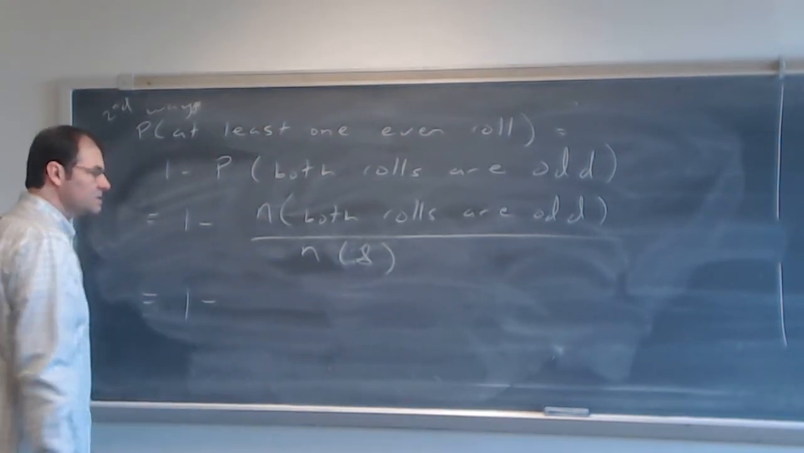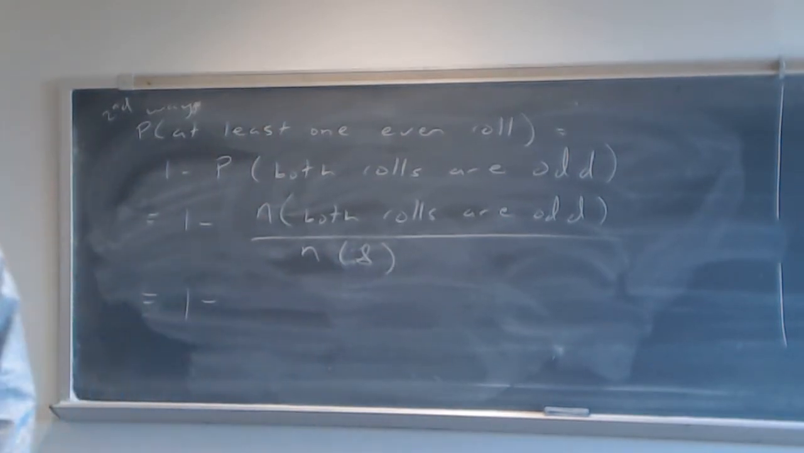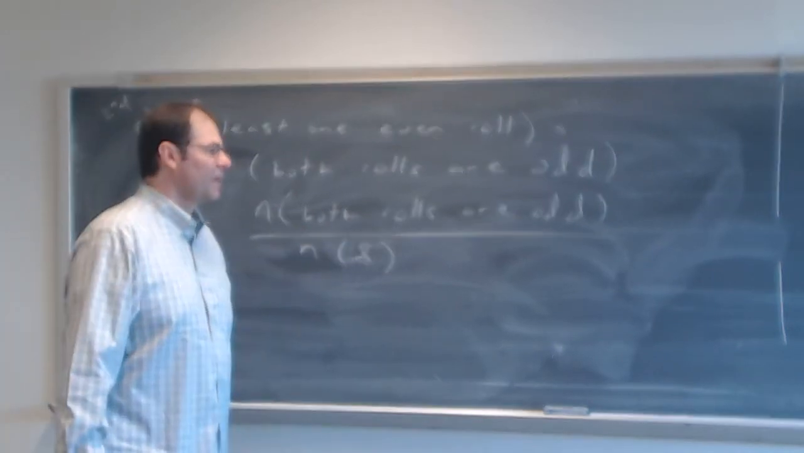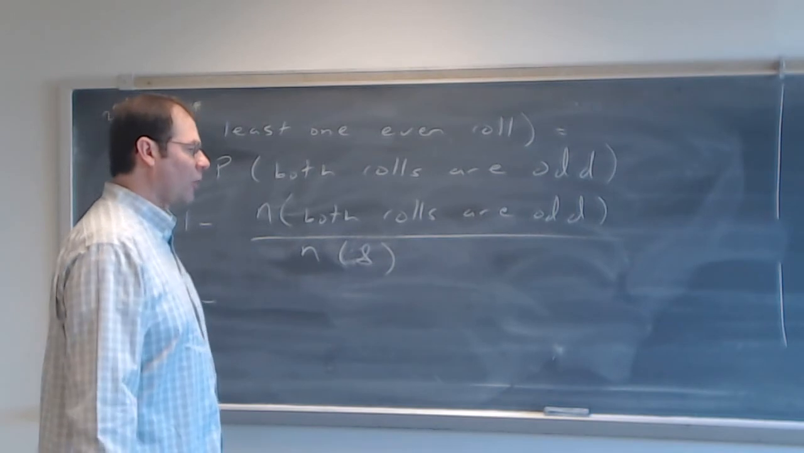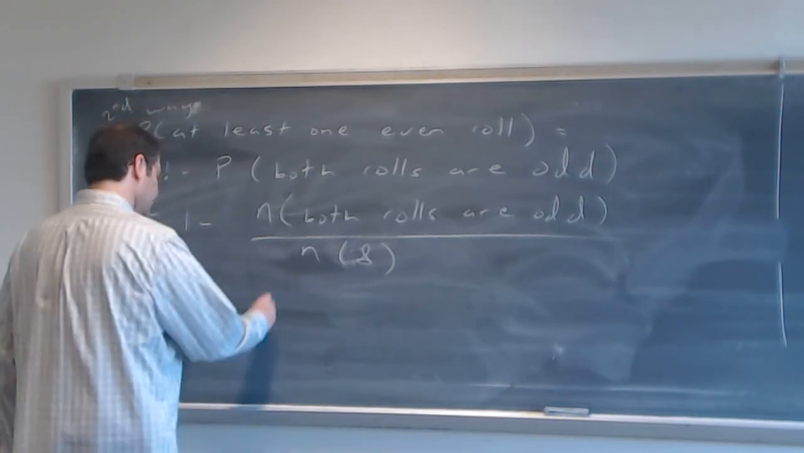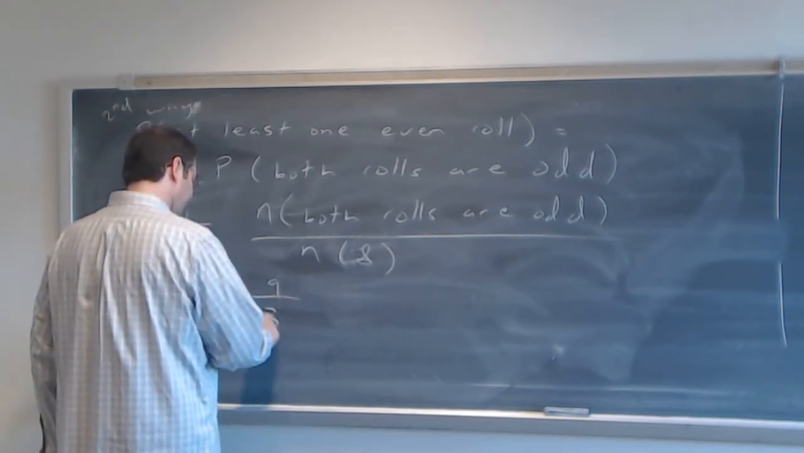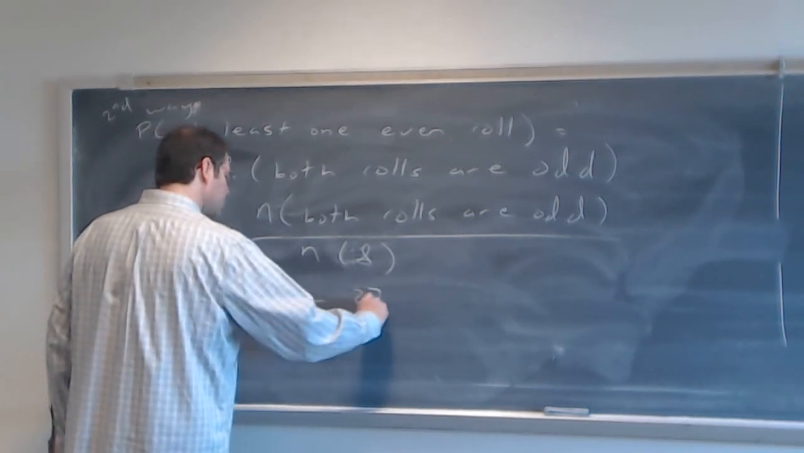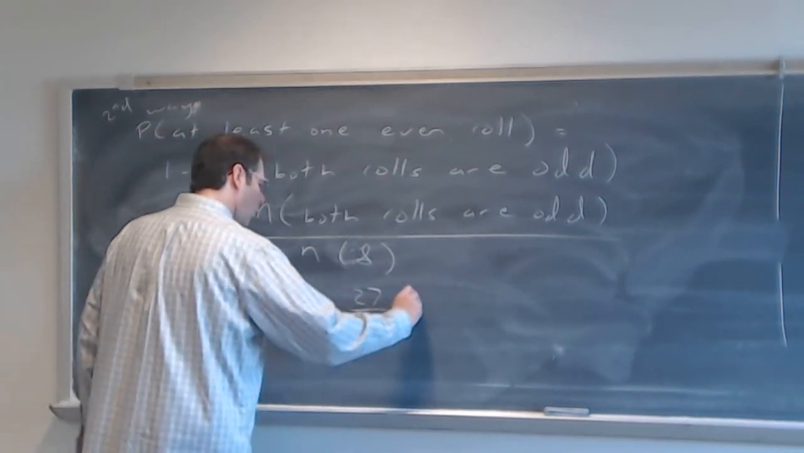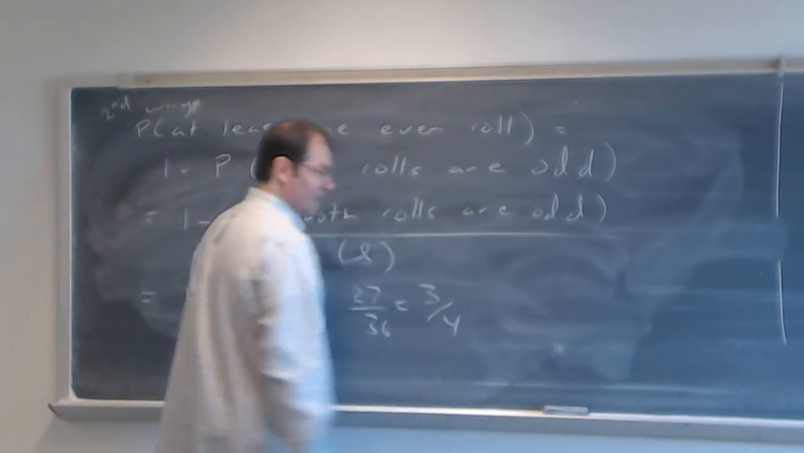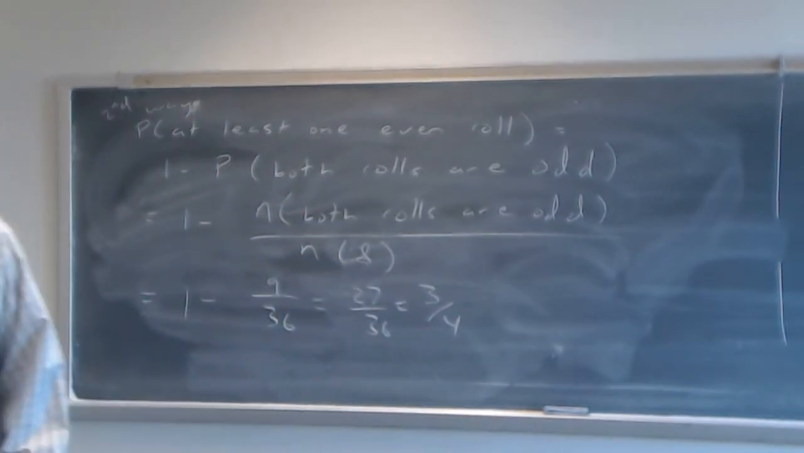So that's 1 minus. Okay. Now, for both rolls to be odd, the number of them, if I look over there, there are 3, 6, 9. So I look at the sample, it's 9 out of 36. So that ends up being 27 out of 36, or 3 out of 4, which is the same answer. So you have 2 ways of doing it.